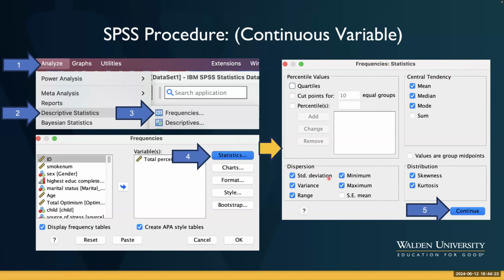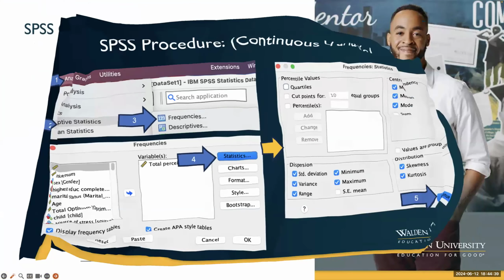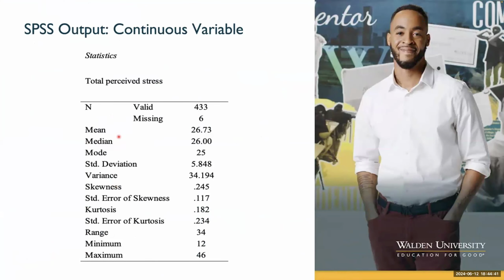So remember the standard deviation, the variance, the range, all those things you are asked for to report in your assignment. Here all that is. Skewness, kurtosis. Just select all that, you hit continue, and what happens is you get the output that you need. The mean score, the median, the mode, the standard deviation, skewness, et cetera. It's as simple as that, okay?